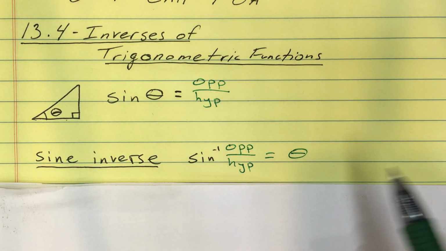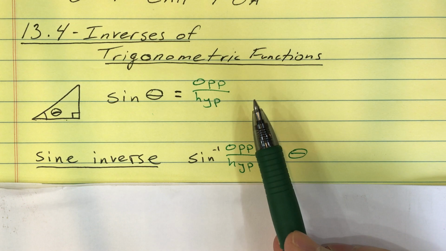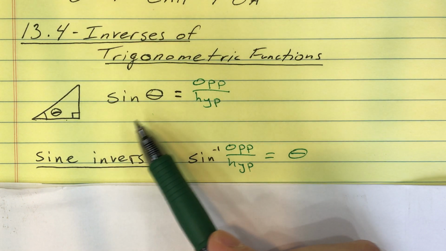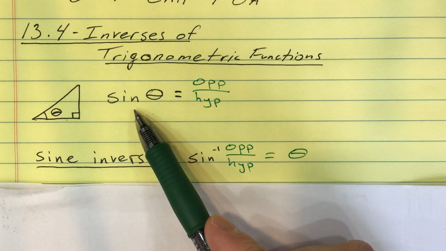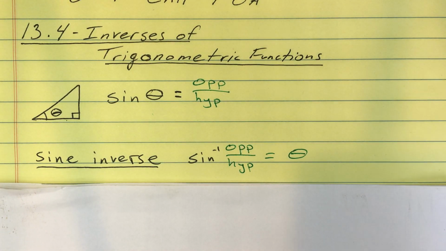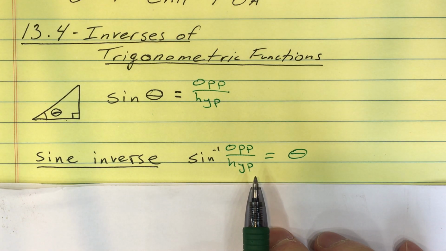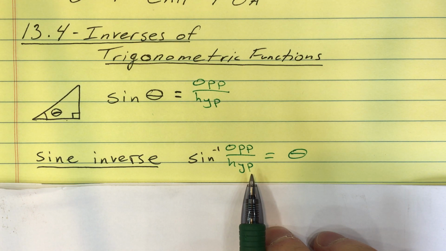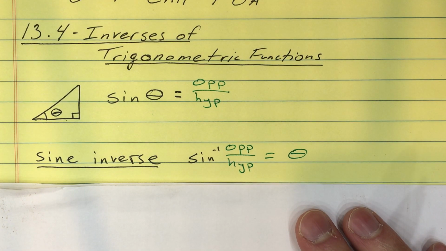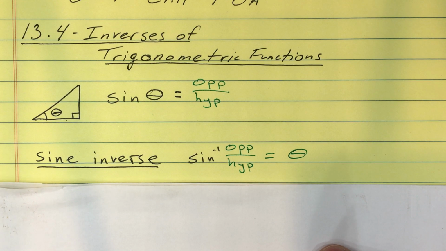So again, it just reverses the order. You plug in the opposite over the hypotenuse, and it gives you out the angle, whereas our standard sine function plugs in the angle and gives you out the ratio. So we have an inverse function for sine, cosine, tangent. You could also have inverse functions for cosecant and secant and cotangent. We won't really be getting into those inverse functions. We'll just stick with our sine, cosine, and tangent.